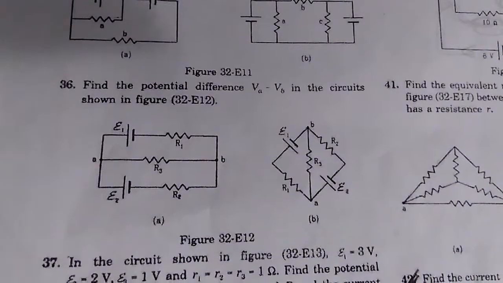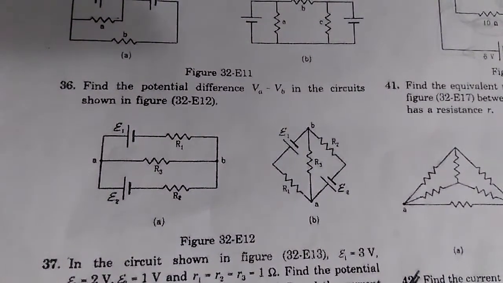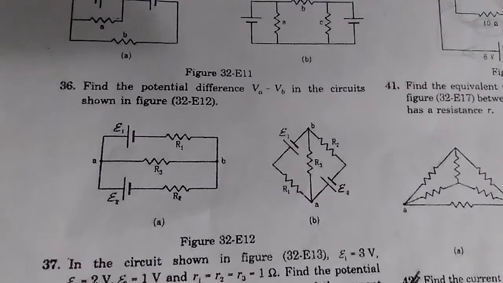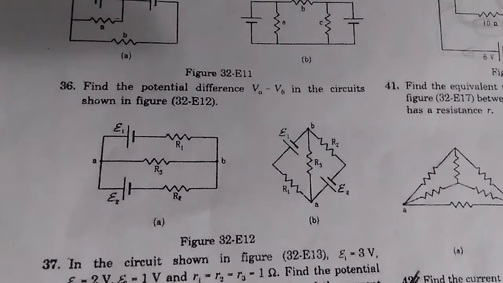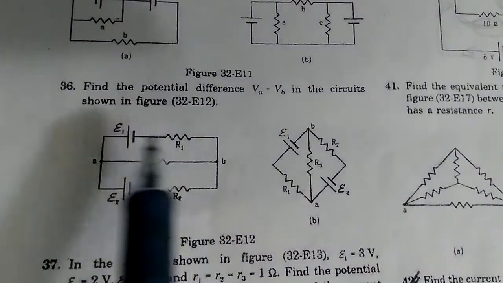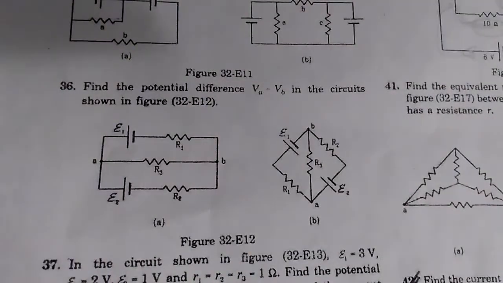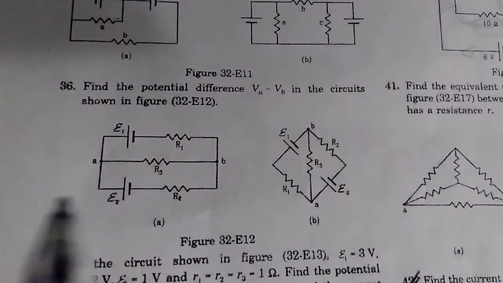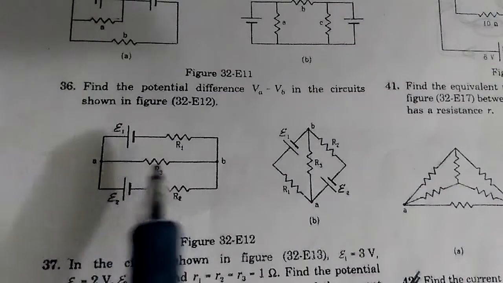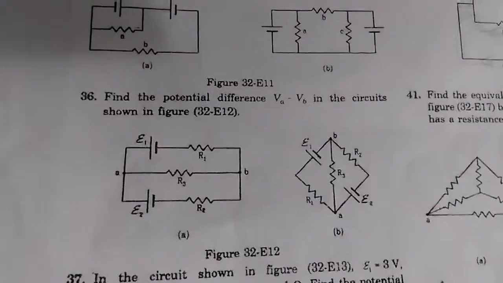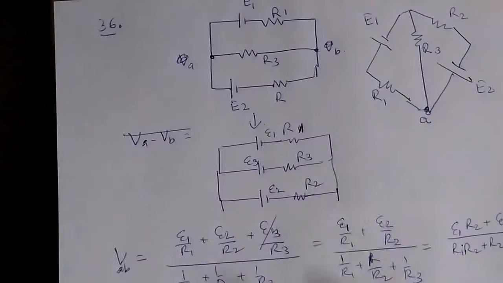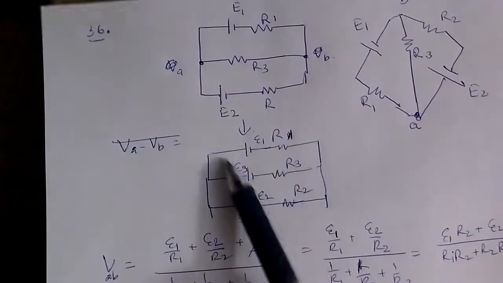Question number 36. We need to find the potential difference between points A and B in these two circuits. The first circuit looks like a special case of multiple voltage sources connected in series. To solve this problem, we are going to convert it from this one to something like this.